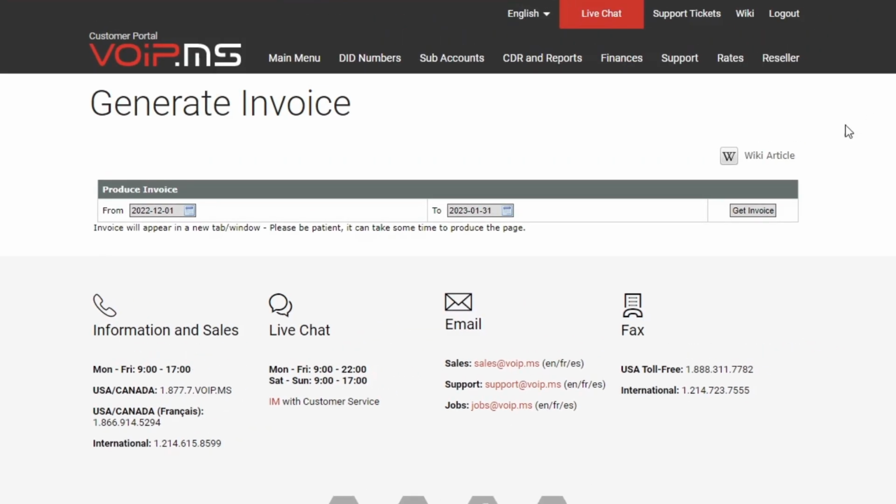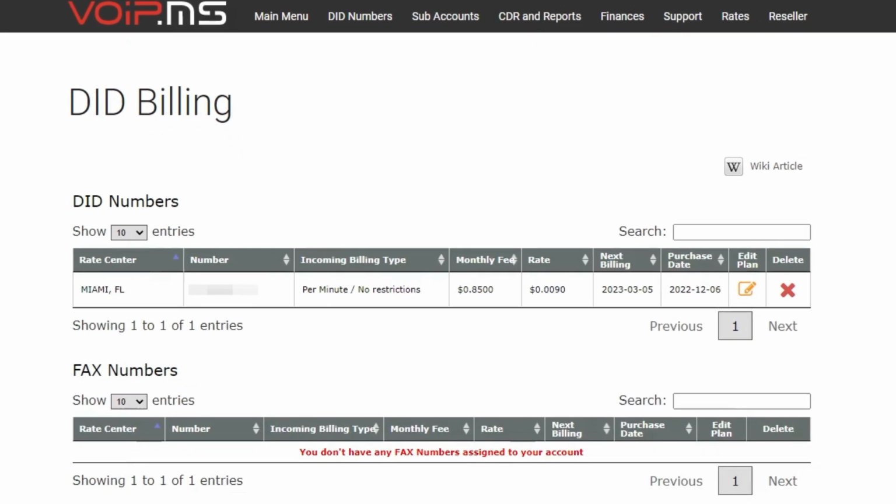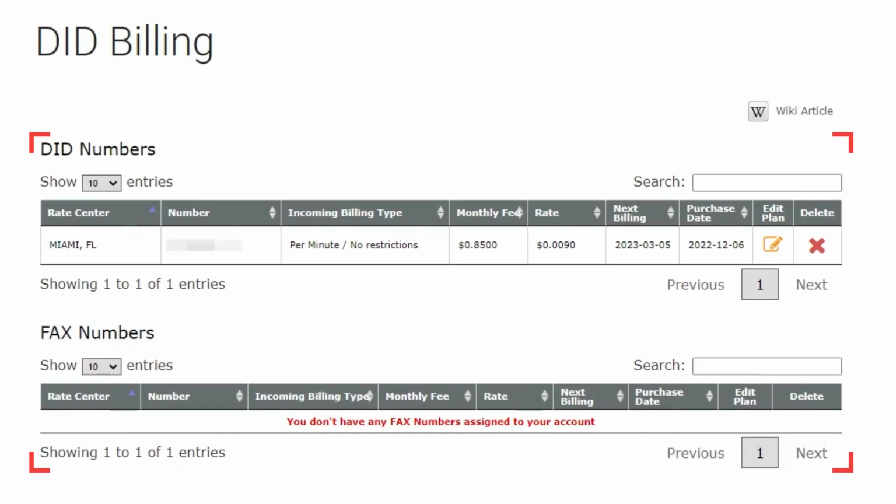If you are looking for information specific to your DID billing, navigate to the DID tab, where you will have access to information exclusive to your DID numbers, such as the monthly fee you pay, the per minute rate, and the billing date for each number.